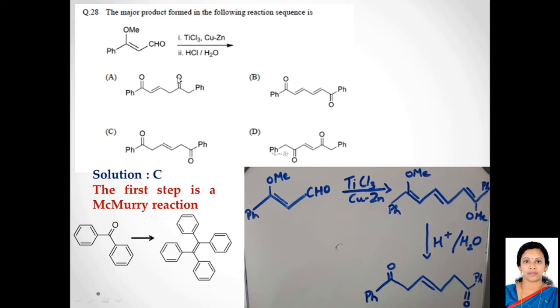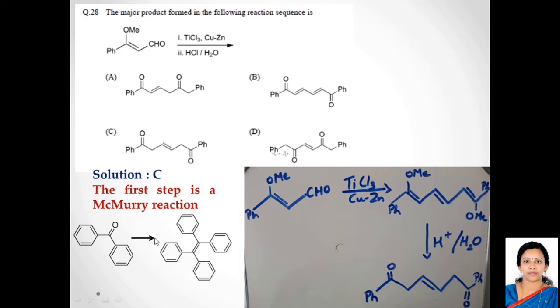A McMurry reaction is when an aldehyde or ketone undergoes coupling with each other to form an olefin. An example is shown here. Here the ketone is coupling with itself. Two of these molecules will couple with each other and form the double bond right here, where the ketone was. So this is what a McMurry reaction is.